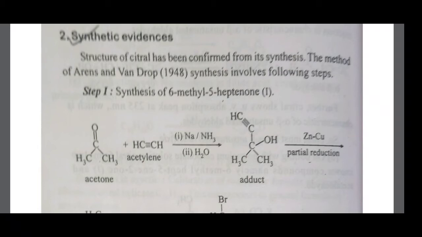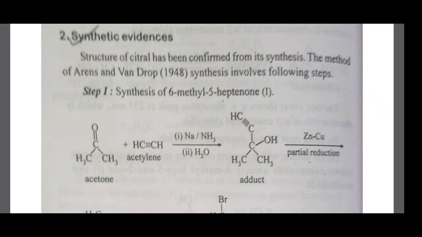Acetone, CH3COCH3, reacts with acetylene, CH triple bond CH, in presence of sodium ammonia. This is the first step, and second is the hydrolysis. Then there is formation of the addition product. Here, in the carbonyl group addition, H from acetylene attaches to the oxygen, the C-O group is converted to COH, and this carbon atom is attached to the remaining C triple bond CH. This is the addition product.